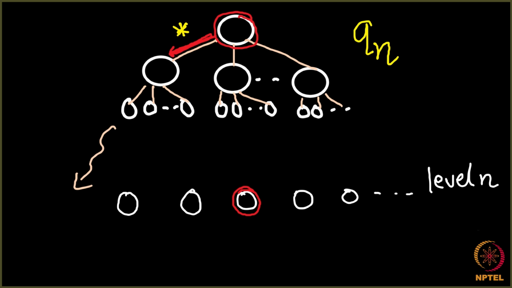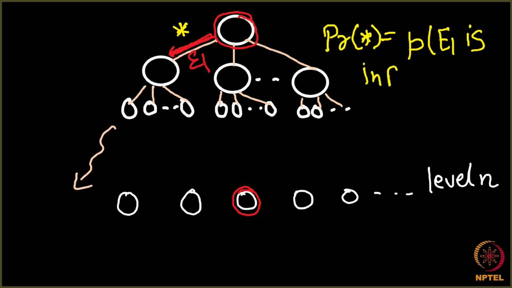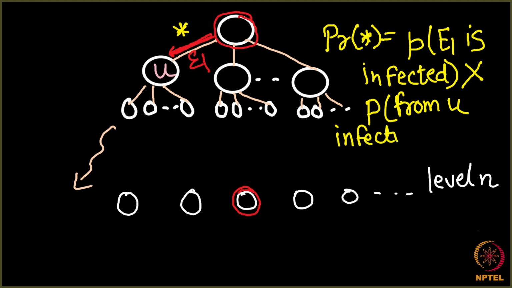Okay. Now tell me, can I write the probability of event star as follows? Let's call this edge E1. The probability that E1 is infected, that the infection passes through E1, multiplied by, what should come after multiplication? After multiplication is the probability that, and let's say that this node over here is U, from U infection reaches level N. Probability that E1 is infected times the probability that from U infection reaches level N.